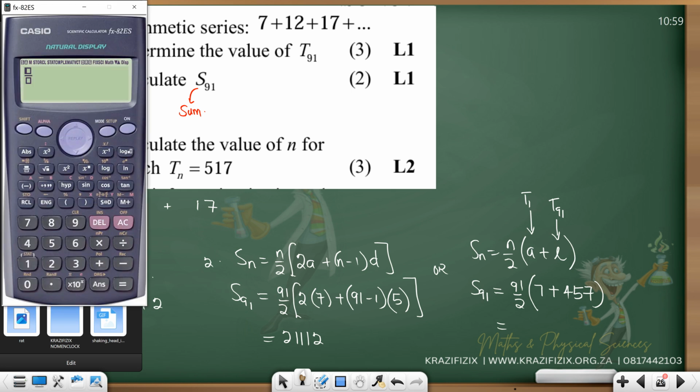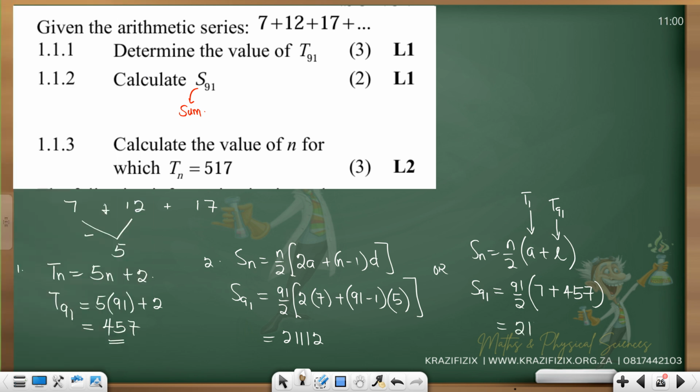So let's check if this would give us the same answer. 91 over 2, open bracket, 7 plus 4. I can only do that if I know my last term. Check. 21112. So that's how we use that other formula.